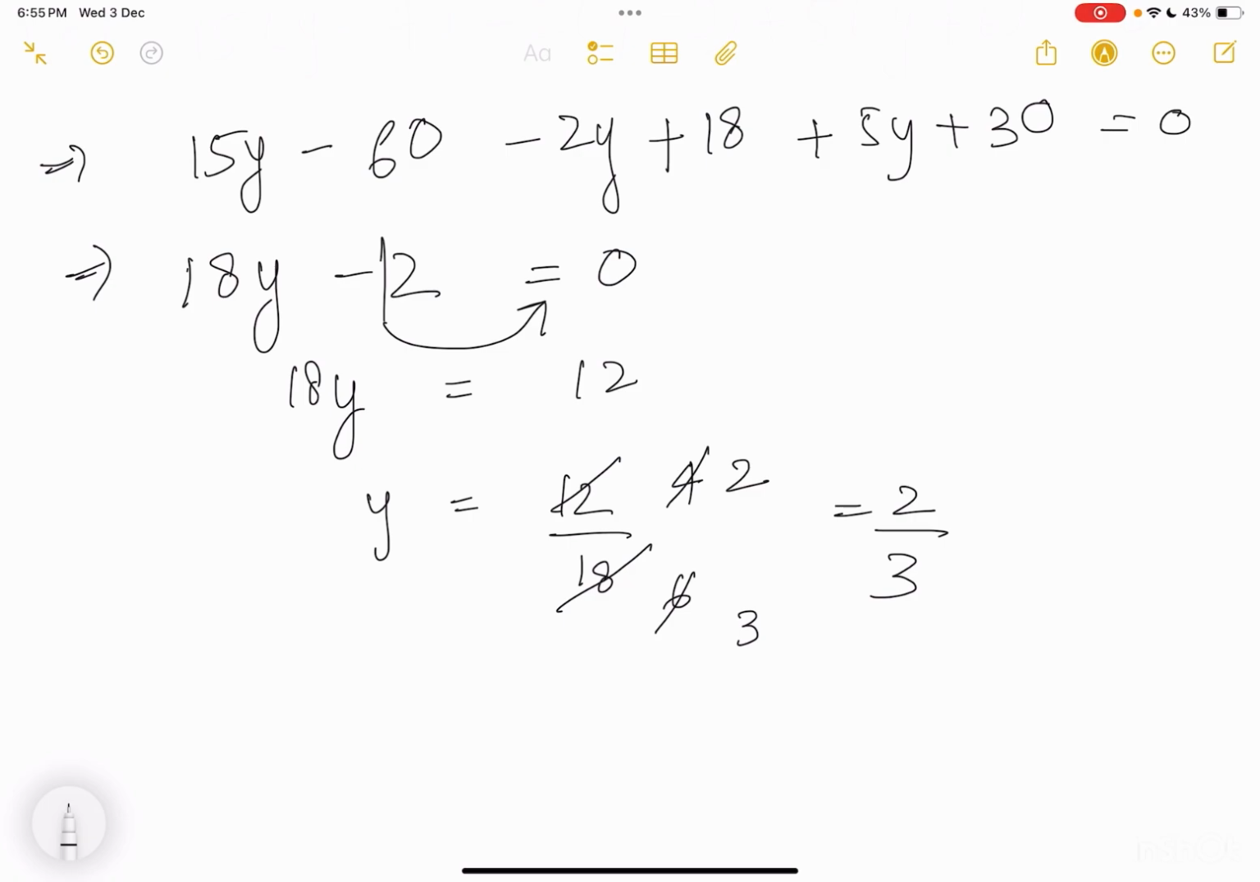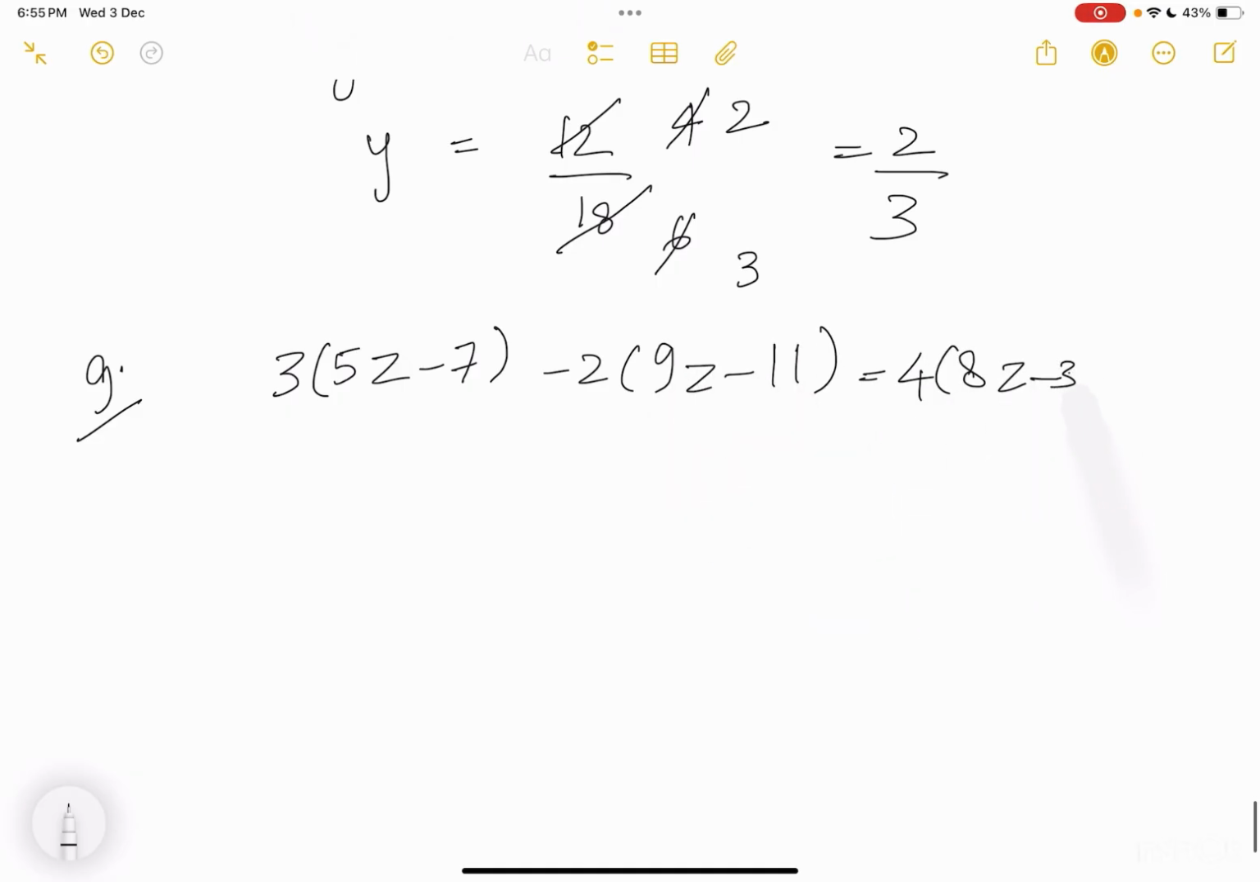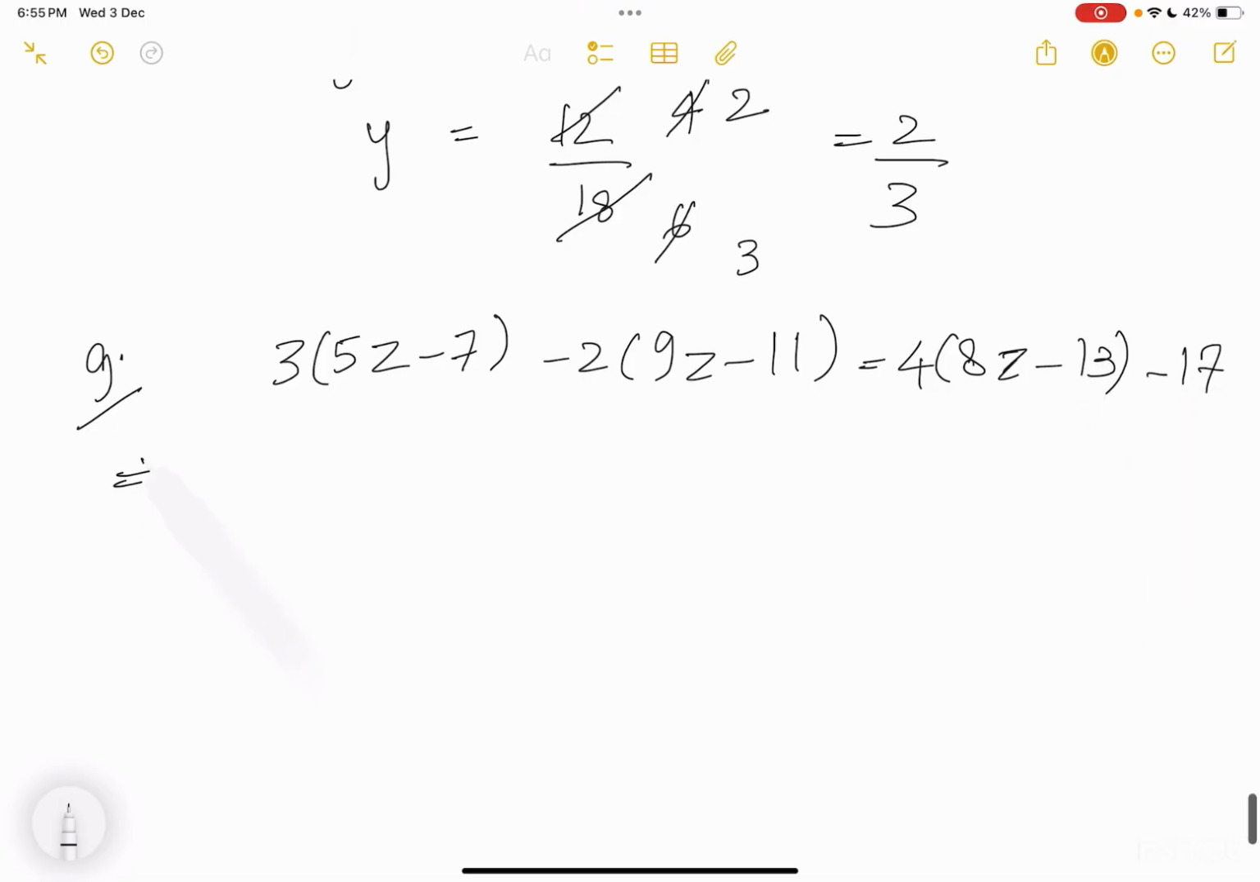Next question. How many questions are left? Okay, last 2 questions are there, no? Yeah, only last 2 questions are there. Quickly we'll do them. Any doubt? Comment. I'm just opening the brackets. I'm doing nothing.